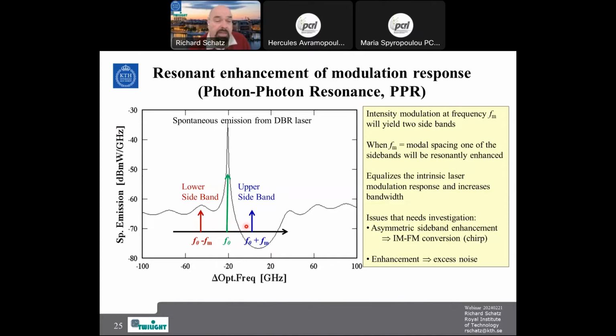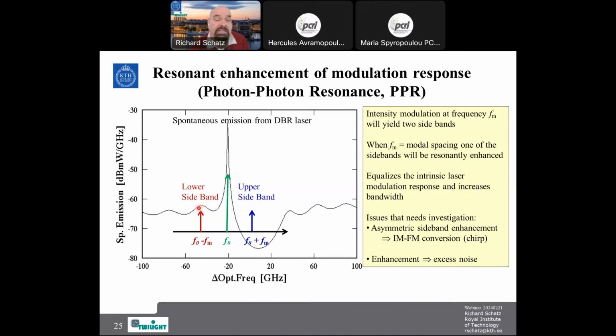When one of these sidebands enters a cavity resonance, like this sideband here enters this cavity resonance here, it will be optically resonantly amplified. That means this sideband will feel the laser like a resonant semiconductor optical amplifier, which improves the magnitude of this sideband, and hence you can think of it as an optical equalizer. So at high frequencies, when you have a sideband here, it will be stronger than when it is here at lower frequencies.